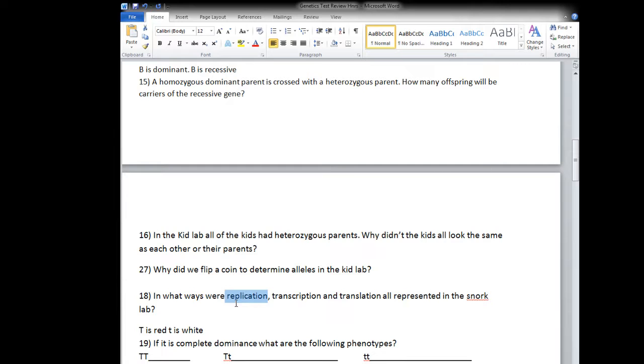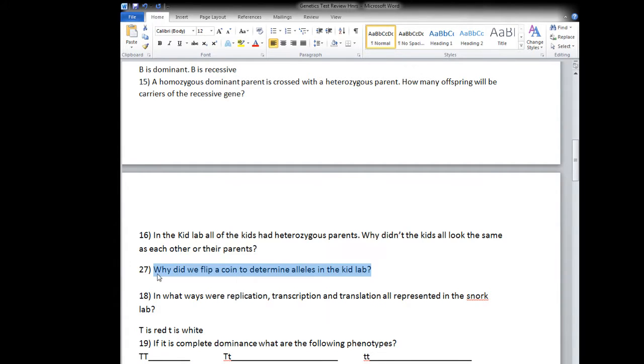DNA was used. DNA that was likely copied was used because we had ourselves an mRNA sequence. And we used that mRNA sequence to figure out what amino acids to put in order. And that order of amino acids gives us our protein, represented as our final traits. So that's how all of these things were represented in the Snork lab. Their products were all used or shown or represented in some way, shape, or form.